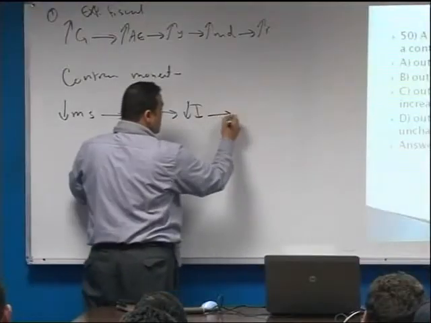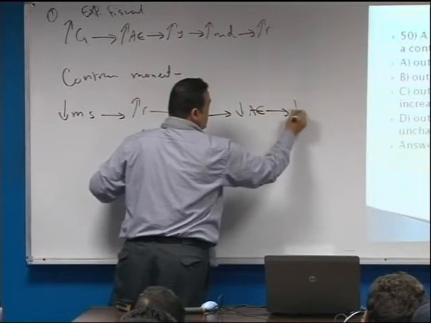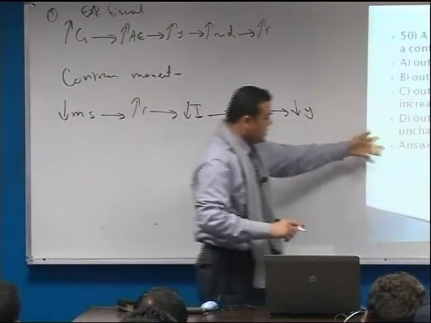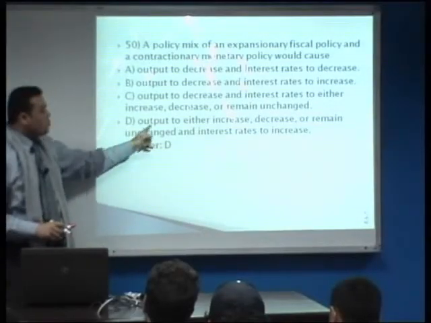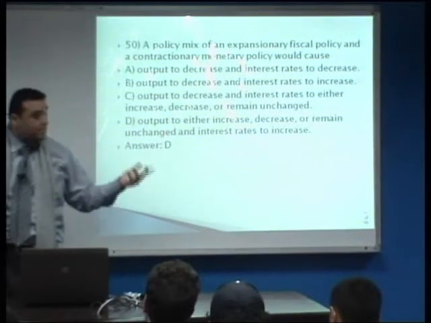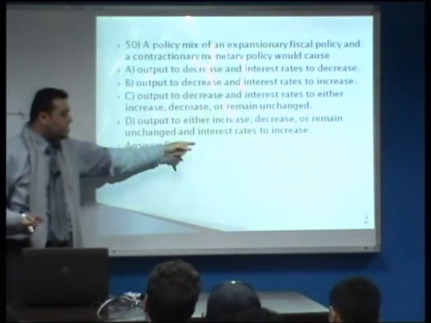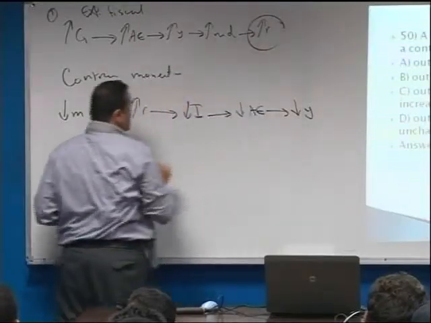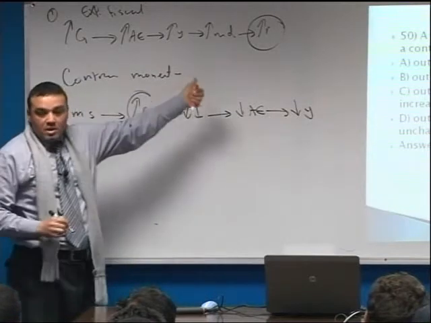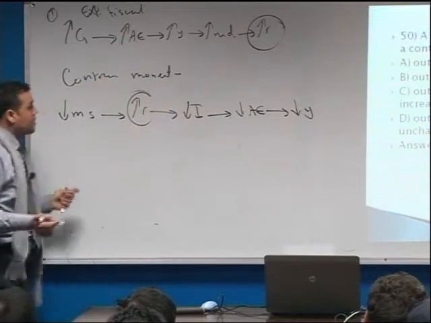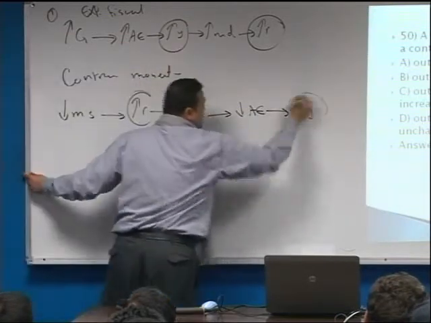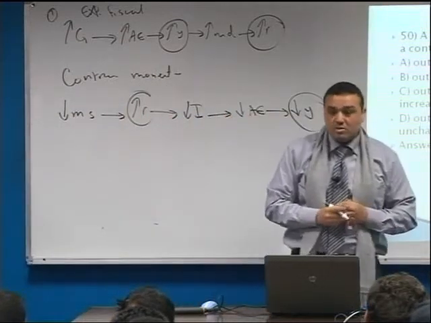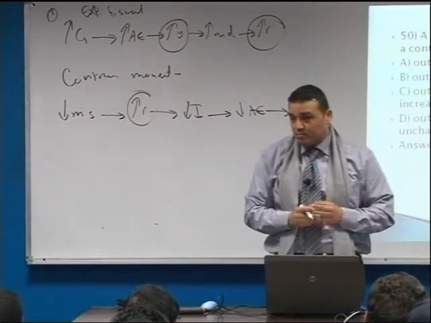Decreasing I leads to decreasing aggregate expenditure, decreased Y. What is the status of Y, and what is the status of the interest rate? Let's see the answers given. The answer is D: the output may increase, decrease, or remain unchanged, and the interest rate is to increase. The interest rate increased in both, so the interest rate should increase. But what about Y? Y increased in one and decreased in the other, so it might increase, decrease, or be unchanged. It is ambiguous. Right?